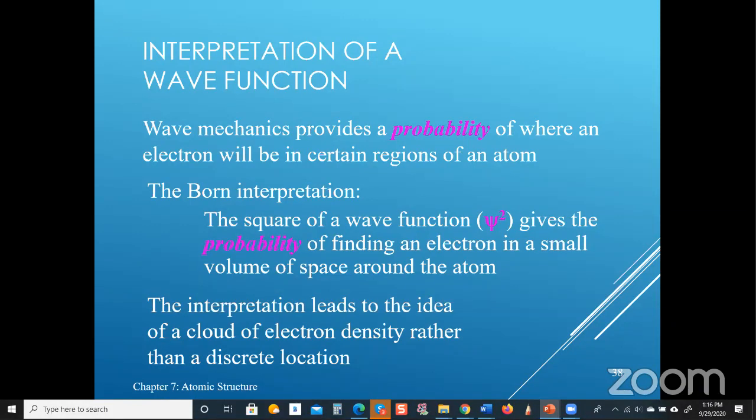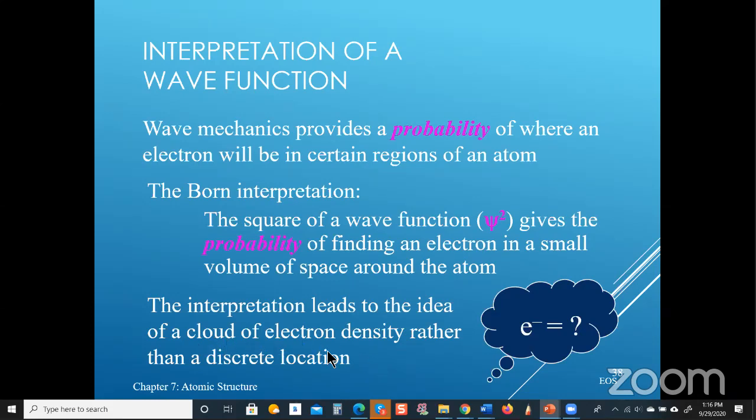So therefore, even though the Bohr model did well in terms of explaining the line spectrum of hydrogen, it simply does not work for other atoms, all right? So that's one of the reasons why quantum mechanics came about, and that's one of the reasons why we have the Born interpretation, which talks about the electrons being in a region of space as opposed to the electrons being in an orbit, all right? So based on this interpretation, this leads to the idea of an electron density or a cloud of electron density rather than a discrete location such as an orbit, right?